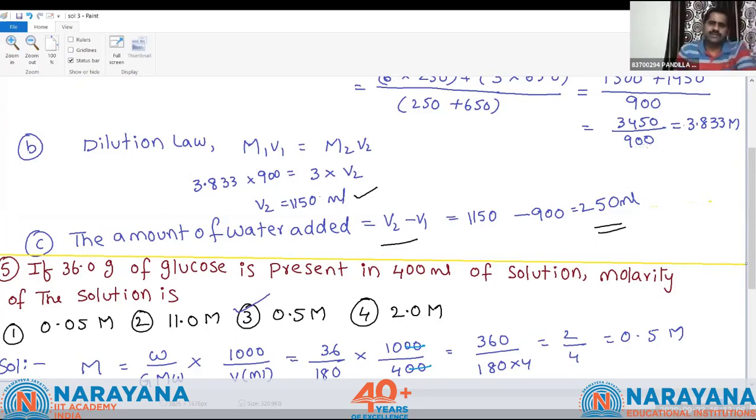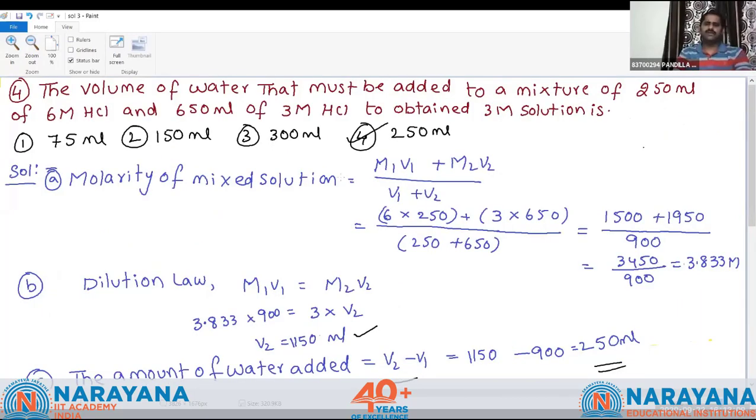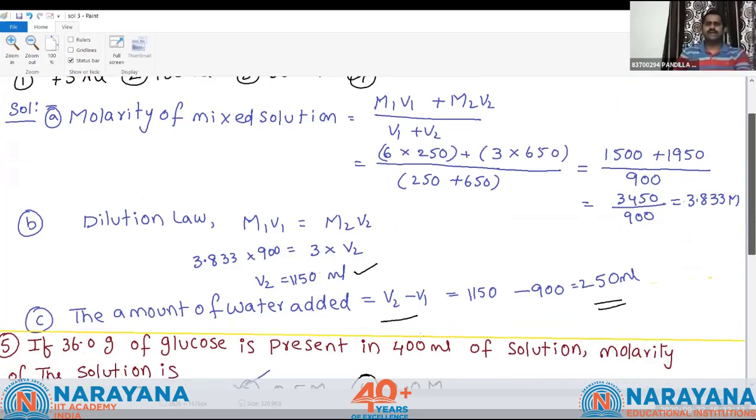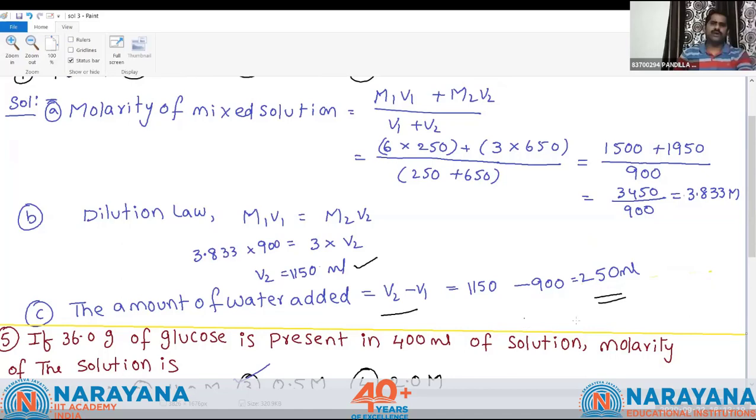Friends, please observe this question once again. First, we calculated the molarity of the mixed solution. In that, we got the resultant molarity of the mixed solution. Later, I used the dilution law, M1V1 is equal to M2V2. So the final volume I calculated is 1150. The amount of water added is V2 minus V1. We got 250 ml. Okay, students, now we'll go for the next question.